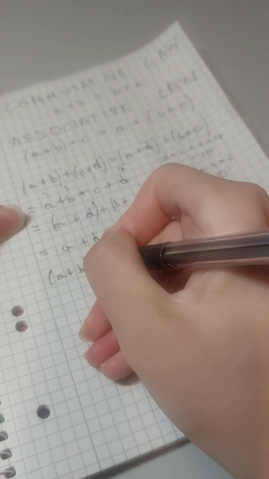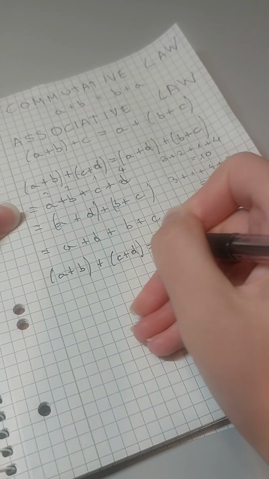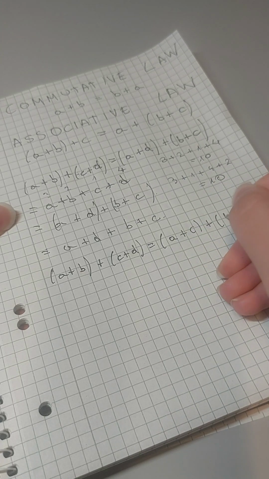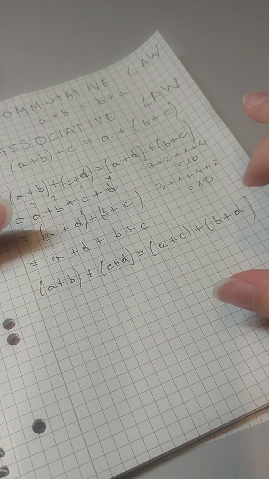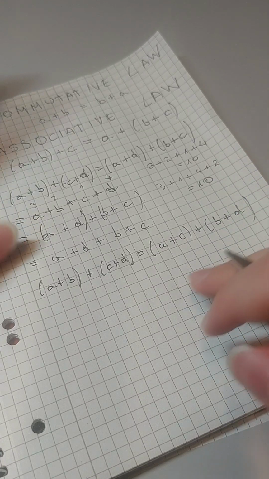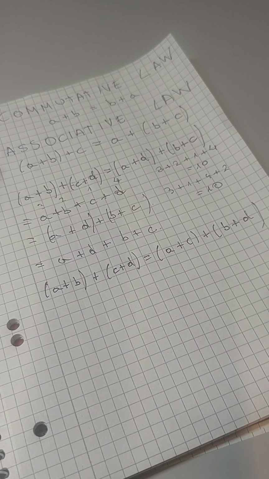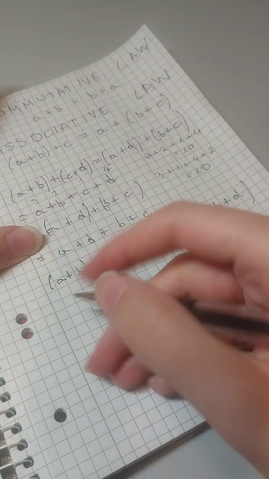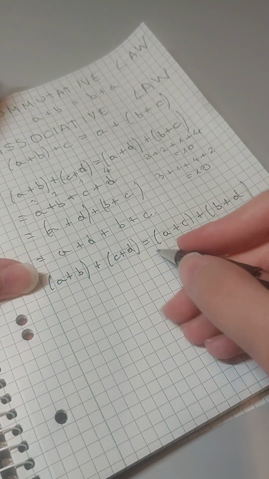So we have a plus b plus c plus d over here, and a plus c plus b plus d over here. Now before you watch, please try this one on your own, see how you do. If you have any questions throughout the entire process, please write them in the comments down below and I'll be sure to answer them. Now what we can do here is first get rid of these parentheses over here.